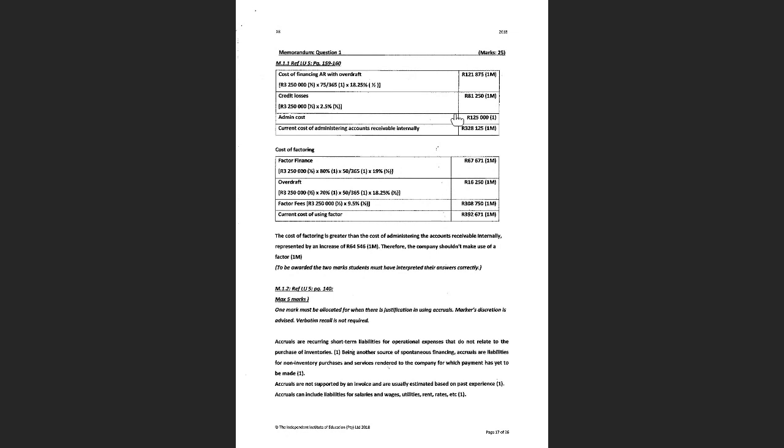If it says I'm going to be saving that in costs, it must be included in my current cost. So my total current cost for administering accounts receivable is those three amounts added together: the working capital cost, the credit loss cost, and my admin cost. So then I know what the total cost is, and I'm now going to work out what it will cost me if I factor my accounts receivable, and then I can compare the two. So if I were to factor, it would cost me: the factor would advance me 80% of my total credit sales.